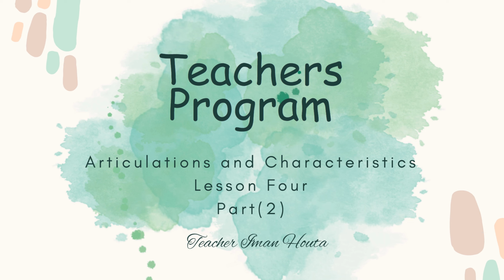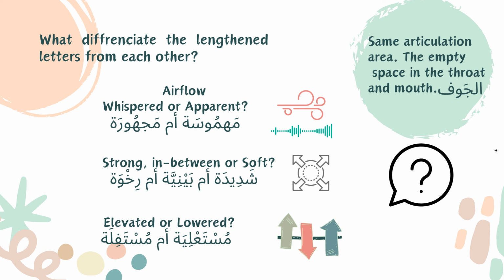Alhamdulillahi rabbil alameen. Now this is part 2 in lesson number 4, and let's continue what we were saying. We were saying what differentiates the lengthened letters from each other if they share the same articulation area, which is the empty space in the throat and the mouth. They share the same articulation area. So what can differentiate them from each other? Let us see. Is it the characteristics? Let us see.